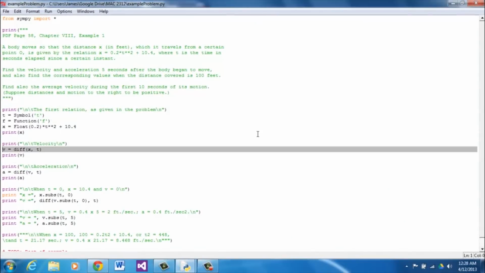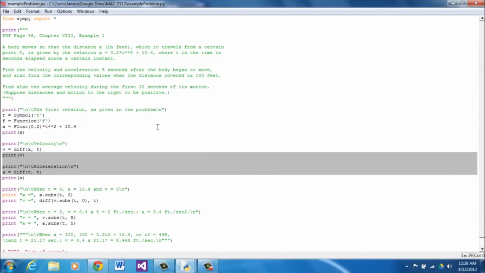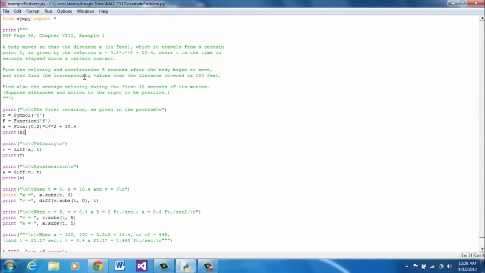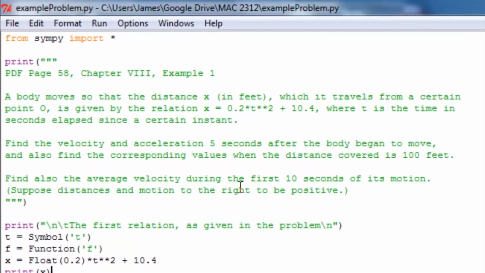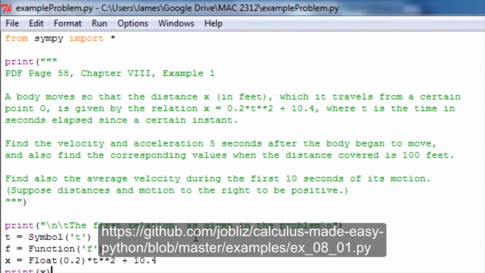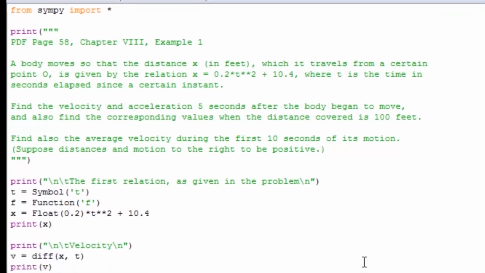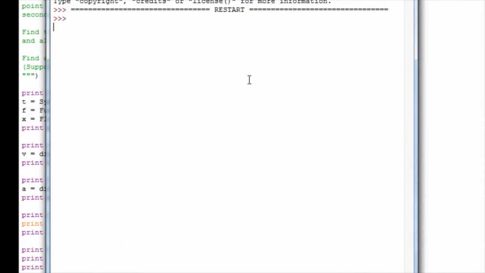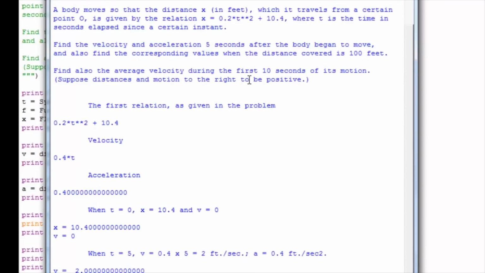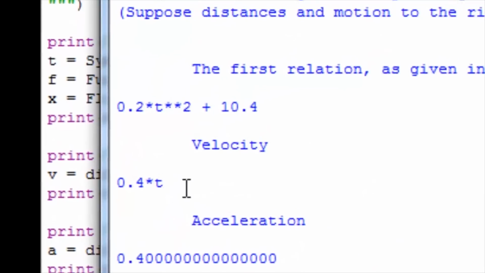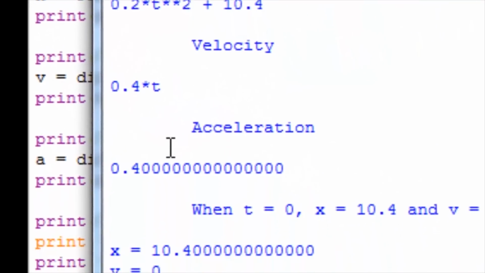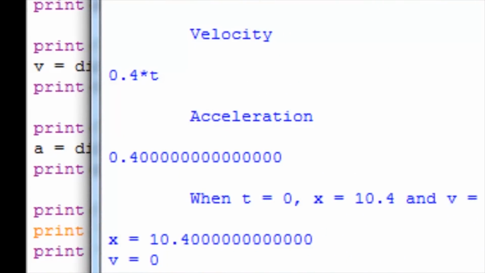Hello, my name is James, and as Ben said, I will be introducing this part of our project. This is our example problem that we found off a website called GitHub, and what this will do is find the velocity and acceleration function of this specific math problem. So I can run that right now. This doesn't take user input, it will just output the answer. It might take a second, and there it goes. You can see that the velocity is 0.4t, and the acceleration derived is 0.4.